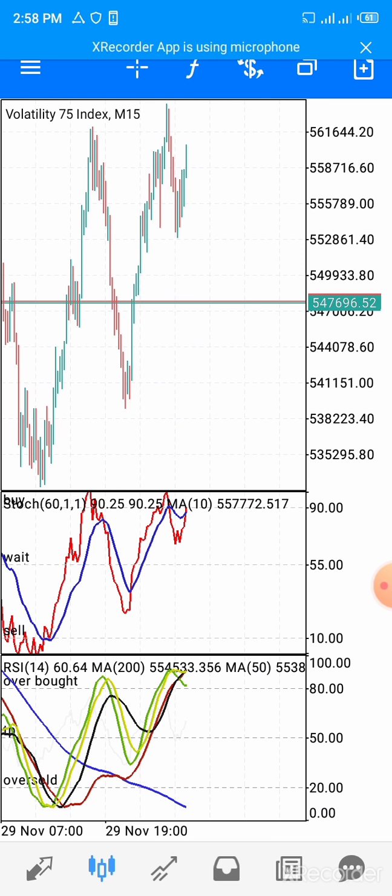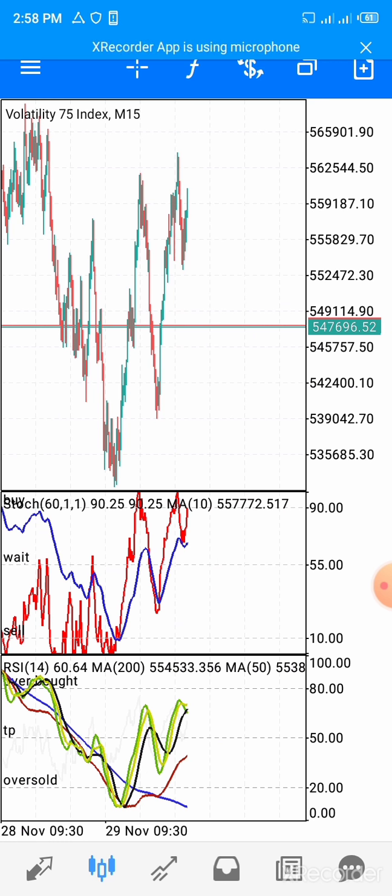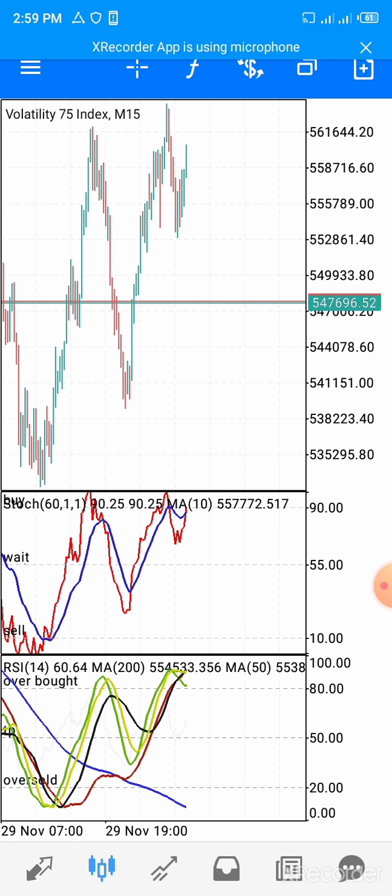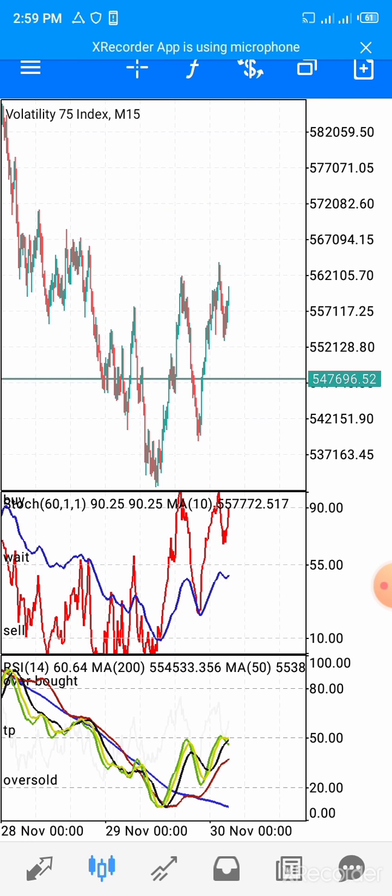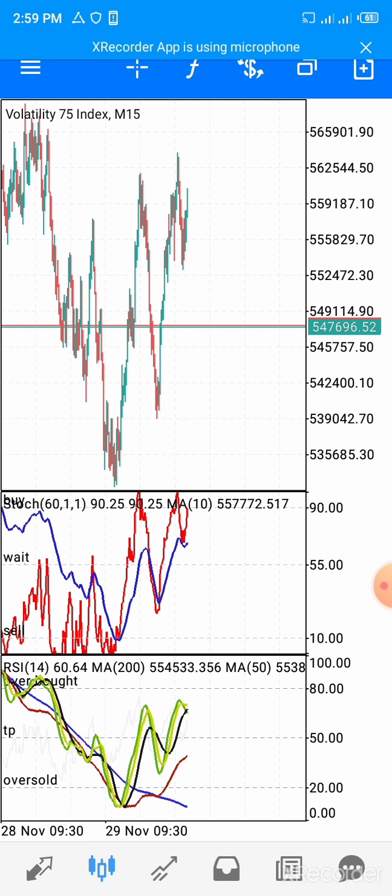Anytime you want to check or you want to buy a market or a sale, you have to pinch your screen. Normally it's like this. You have to pinch your screen to the last. When you pinch it, it will be like this.